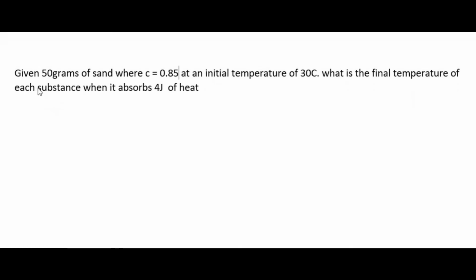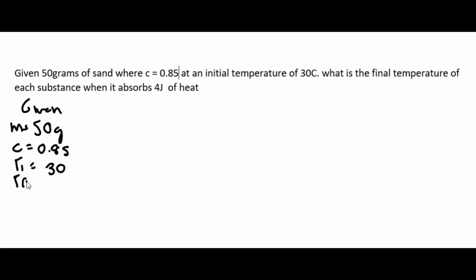Okay, given 50 grams of sand where the specific heat is 0.85 at an initial temperature of 30 degrees, what is the final temperature of the substance when it has absorbed 4 joules of heat? So our given is 50 grams, that's our mass. Specific heat 0.85. Initial temperature is 30. The final temperature is missing, and heat is 4 joules.